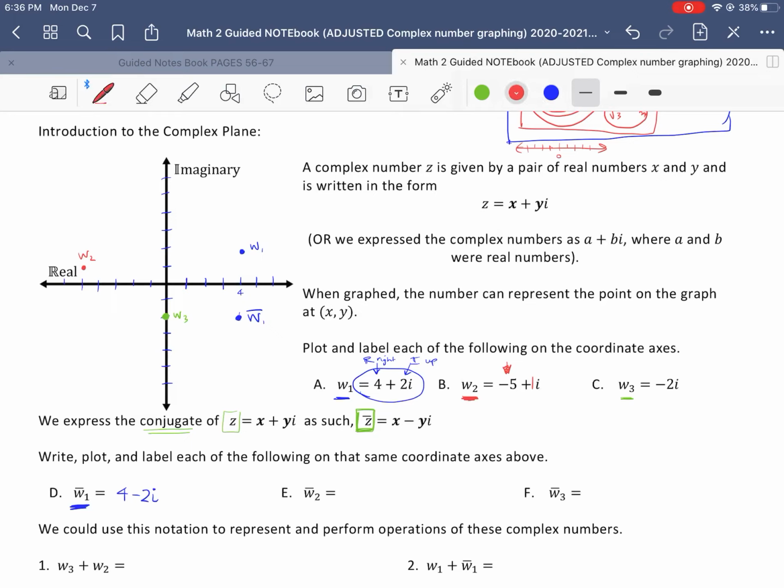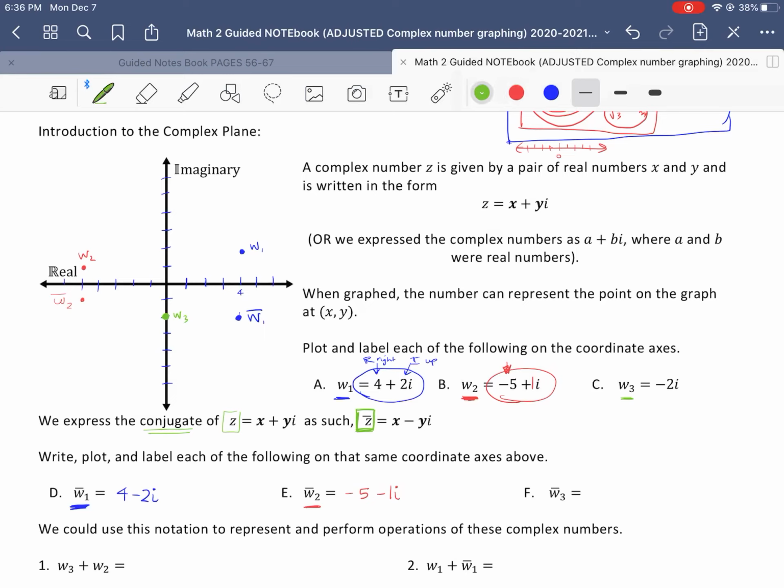W2, so I'm going to go back to this coral color. The conjugate, again, is this one up here. So if I negate the imaginary part or change the sign of that imaginary piece, then I've got negative 5 minus 1i. No, I don't need to write the 1. I'll just write it there to help us remember. We're going to go left 5, so left on the real axes, and then down 1 this time for its conjugate. So that would be W2, bar on top to show that it's the conjugate.